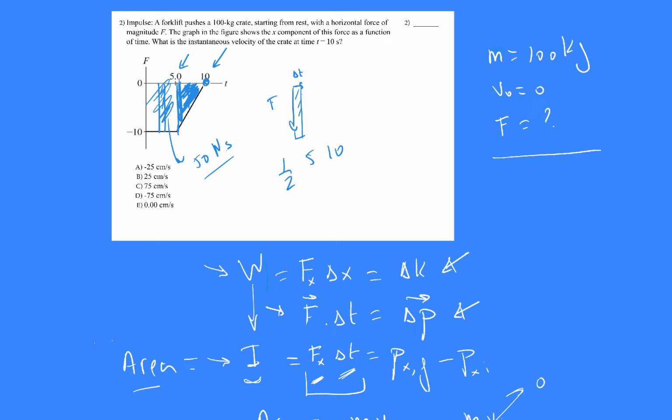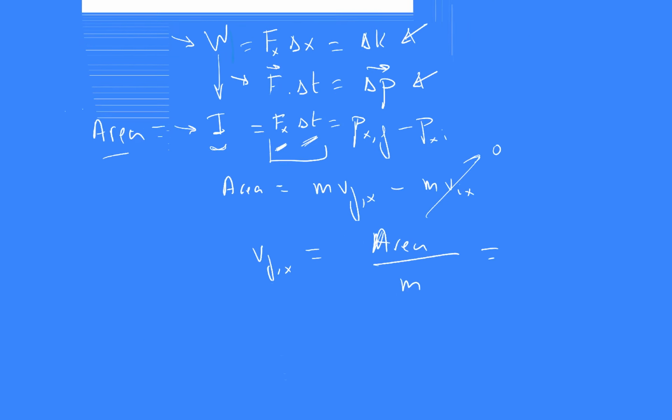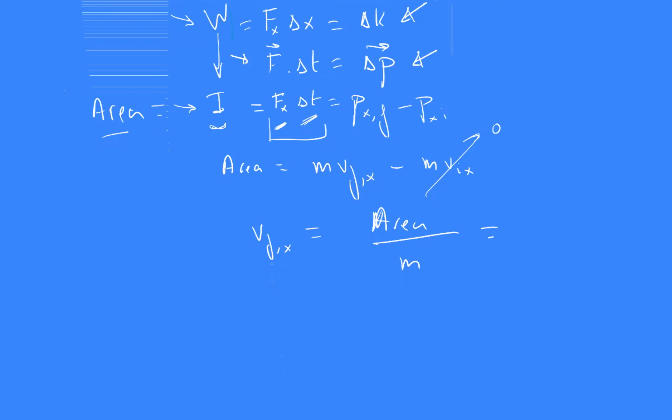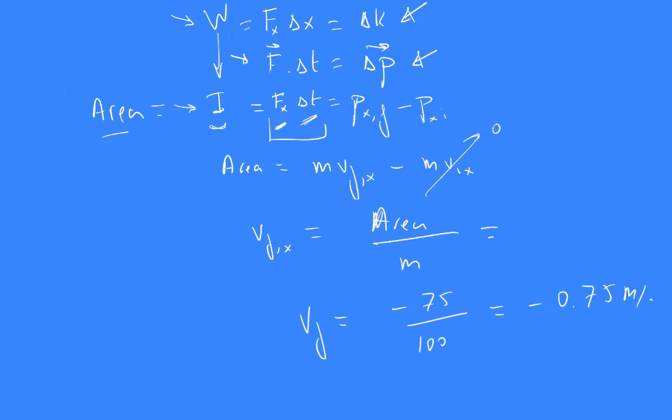So the impulse is negative in both cases. So the area is negative. So it's 25 for the triangle. So I have 50 plus 25, 75. But indeed I have minus 75 because the force is negative. So the area is negative. So the final velocity v will be the area, minus 75, divided by the mass. And the mass is 100. So it will be minus 0.75 meters per second.